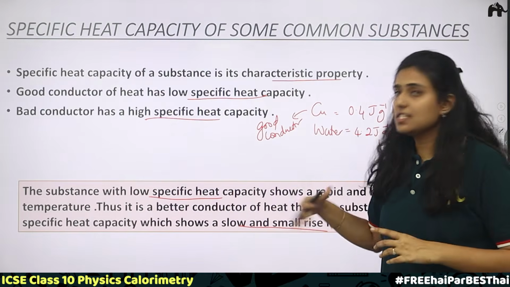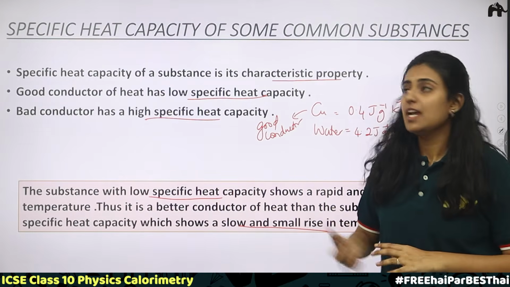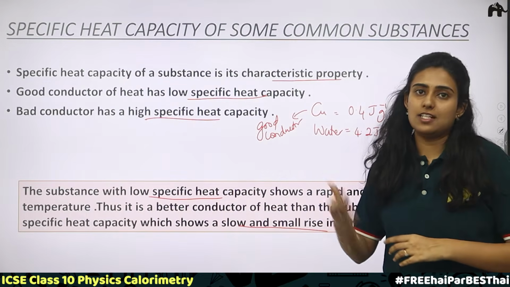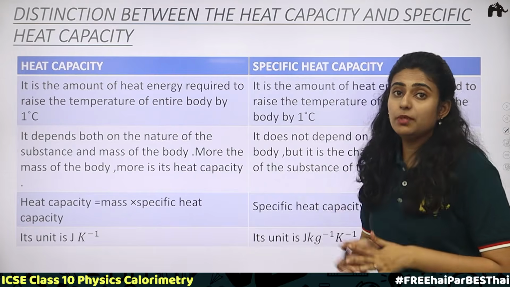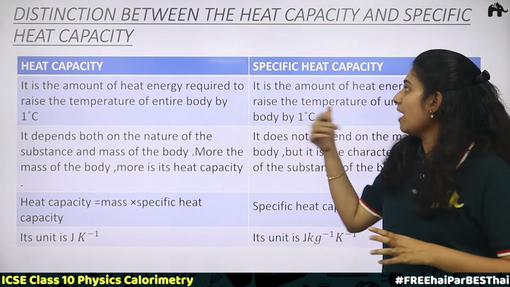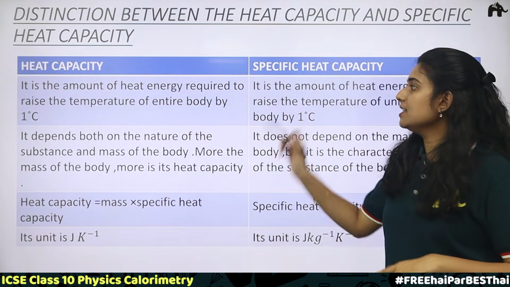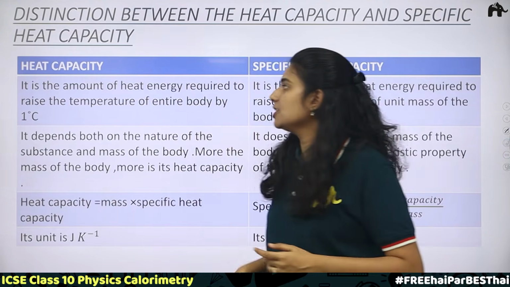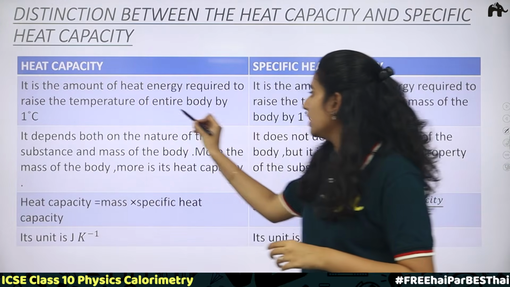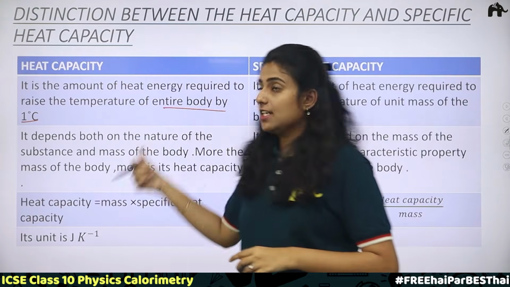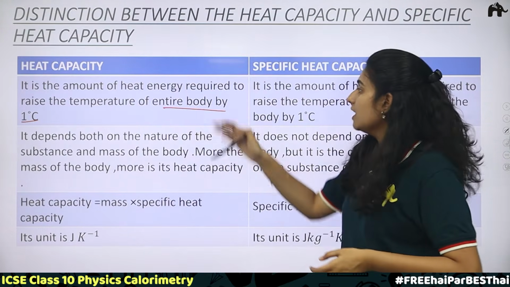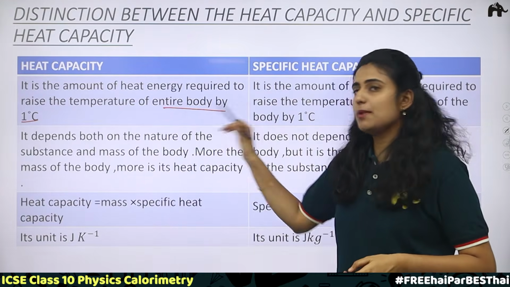So for each substance, specific heat capacity will be different. Depending on it, the rise in temperature may also change even though the same amount of heat energy is supplied to the substances. Distinction between heat capacity and specific heat capacity. We understood the concept of heat capacity and what specific heat capacity is. First, heat capacity: it is the amount of heat energy required to raise the temperature of the entire body by 1 degree Celsius. Here it is the entire body, the mass. We are not speaking about how much the mass is. The entire body to raise its temperature by 1 degree Celsius.